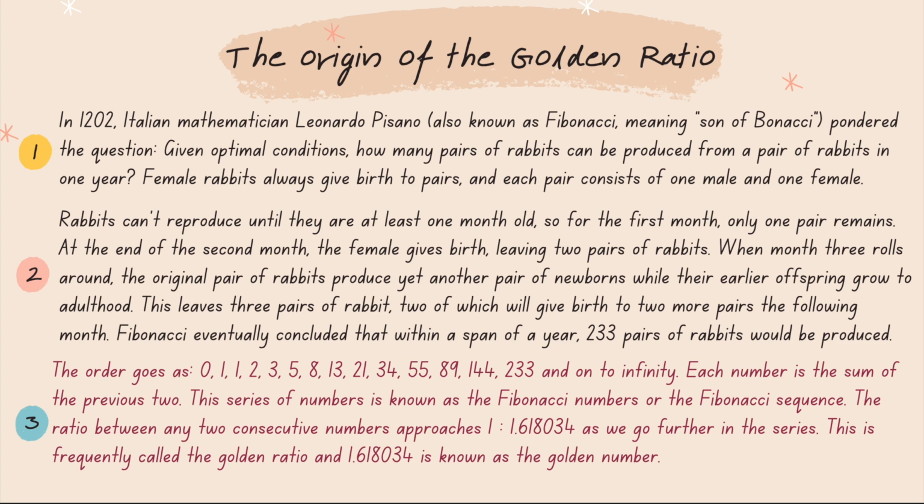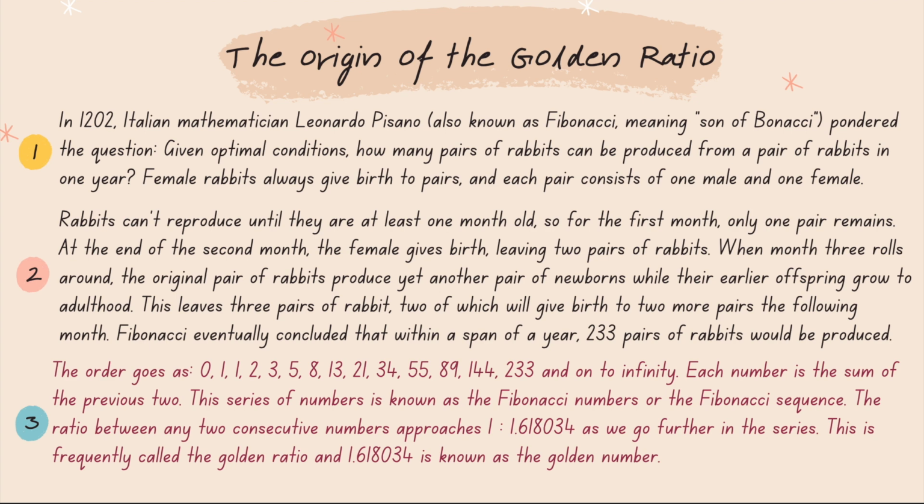The origin of the golden ratio. A 13th century Italian mathematician, Leonardo Pisano, also known as Fibonacci, in a sense, son of Bonacci, had pondered the question: how many pairs of rabbits can be produced from a pair of rabbits in 1 year if there were optimal conditions? Well, female rabbits always give birth to pairs, with each pair consisting of a male and a female, while they can't reproduce until they are at least 1 month old.